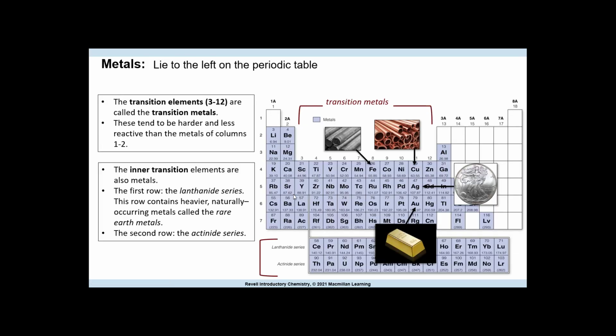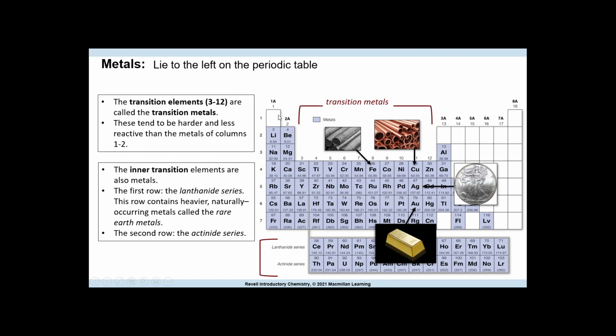All right. Metals lie to the left of the periodic table. So here's some examples. Here's some gold, here's some silver, we have copper, and we have iron. These are the transition metals in this bottom part right here. This starts from column 3 to column 12. These are the inner transition metals or inner transition elements that are here. And the first column is lanthanide series, and the second one is actinide series. So the transition elements are 3 to 12, and they're called transition metals. So if I say transition metals, it's from 3 to 12.